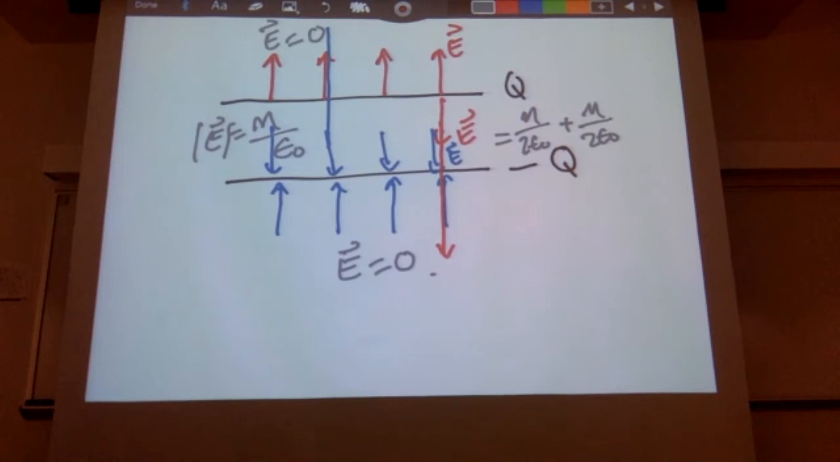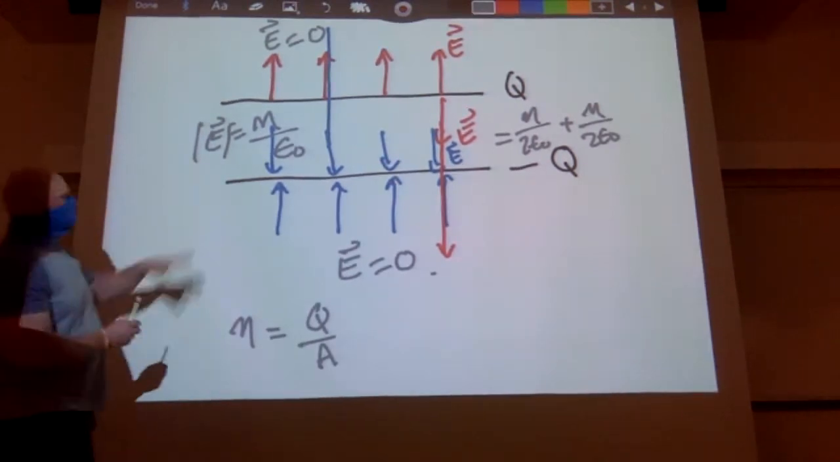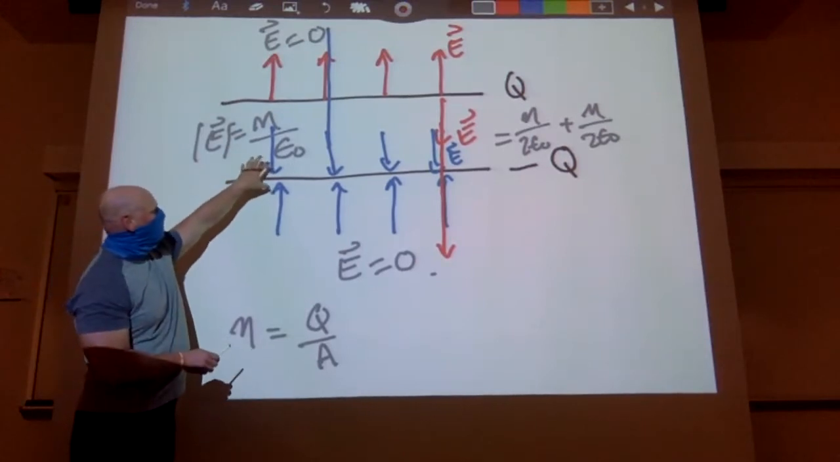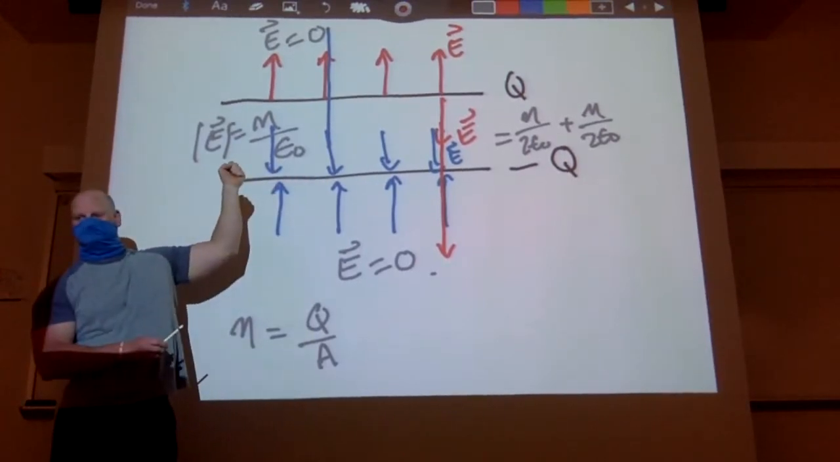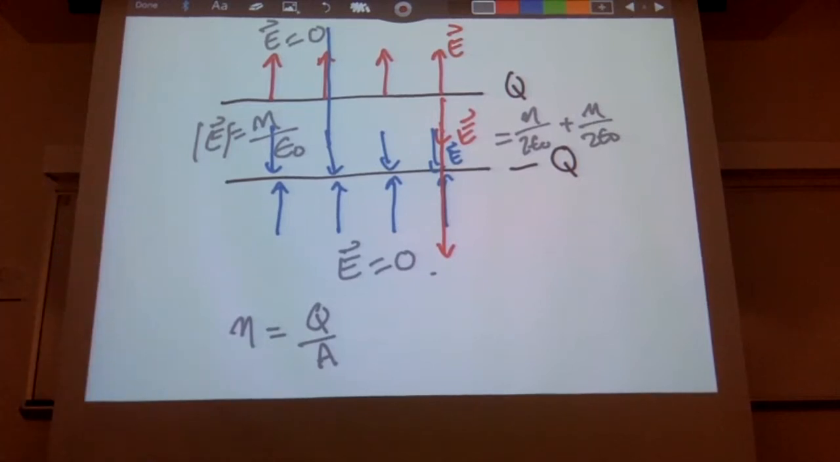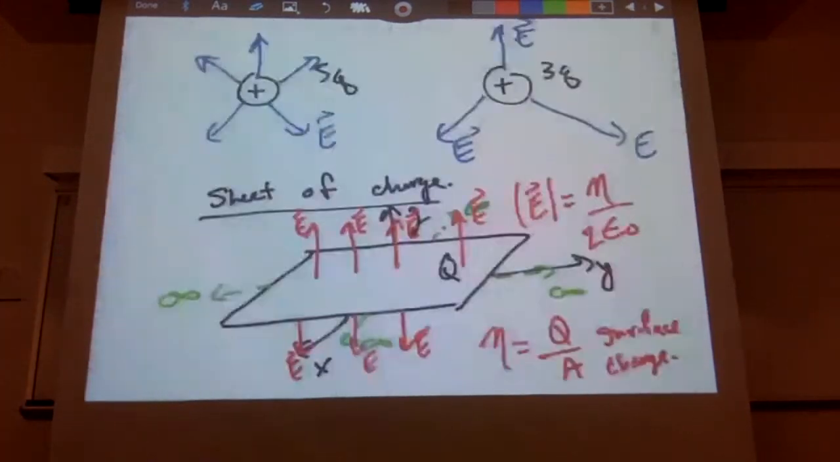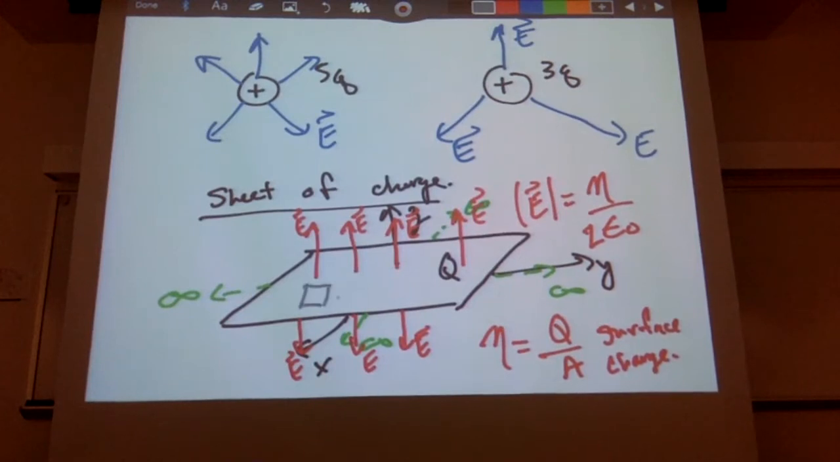Nathaniel. What did you say eta represented? So eta is the total charge divided by the area. So this is what we call the surface charge density. So all that means is this is the amount of charge I would have if I grabbed an area here. Okay. So let me go back to my original picture. If I was looking at this area here, that represents the amount of charge enclosed in that area. So this is what we call eta. So eta then is the charge enclosed inside of some area.